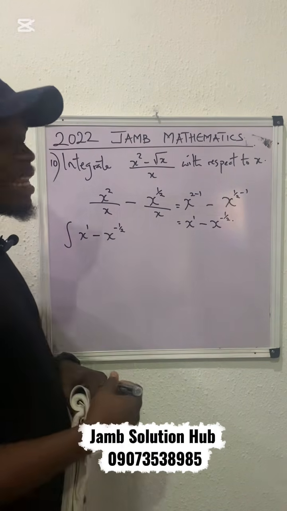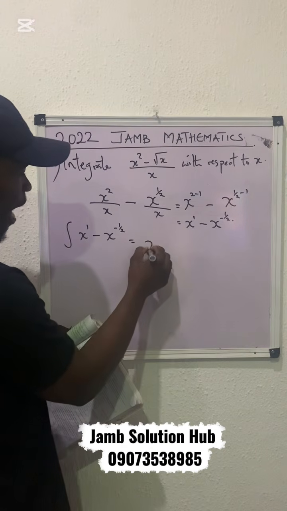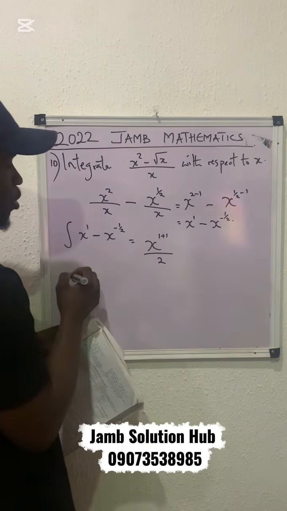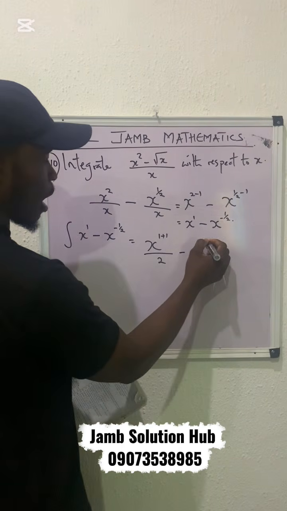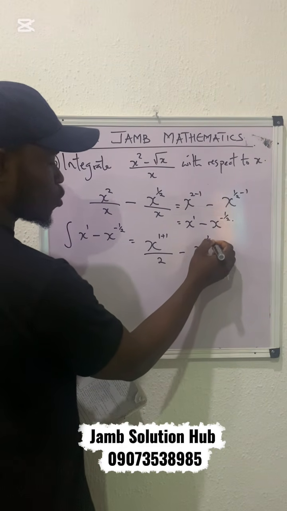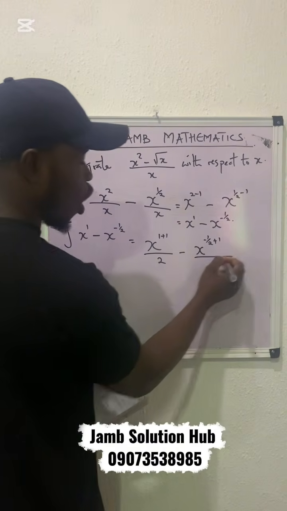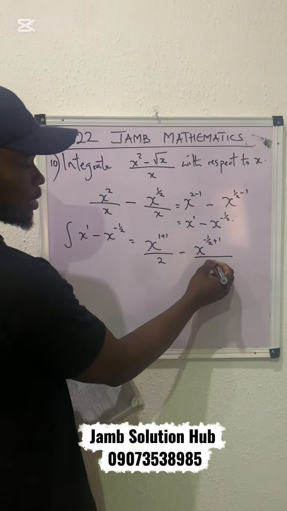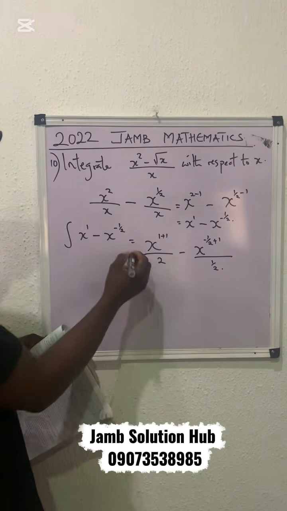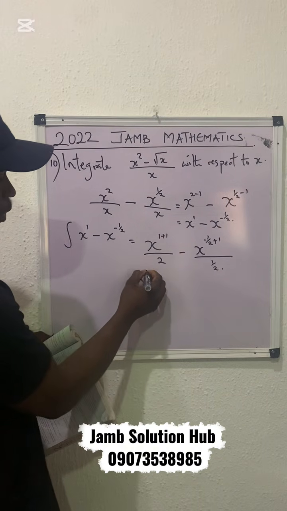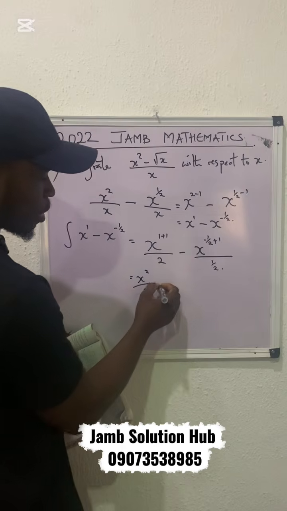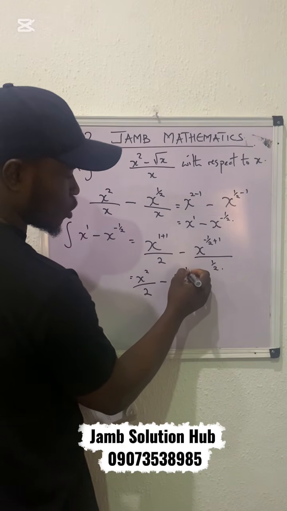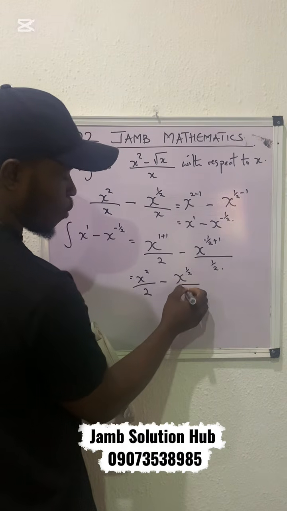Following what I said earlier, this becomes x raised to power 1 plus 1, all over 2, minus x raised to power minus 1 over 2 plus 1, all over, so this is minus half plus 1. It is half. All right, so from here we have x raised to power 2 all over 2 minus x raised to power 1 over 2, over 1 over 2.